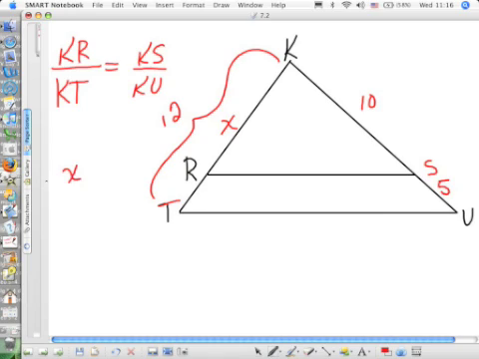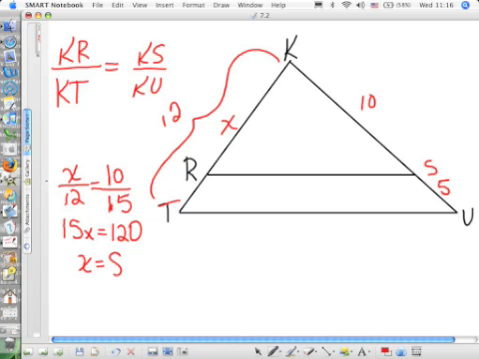No. Do we know KT? Yes. Do we know KS? Yes. Do we know KU? Yes. KU is 15. So 15x is equal to 120. Well, you could have used that other proportion. Which means x has a value of 8.